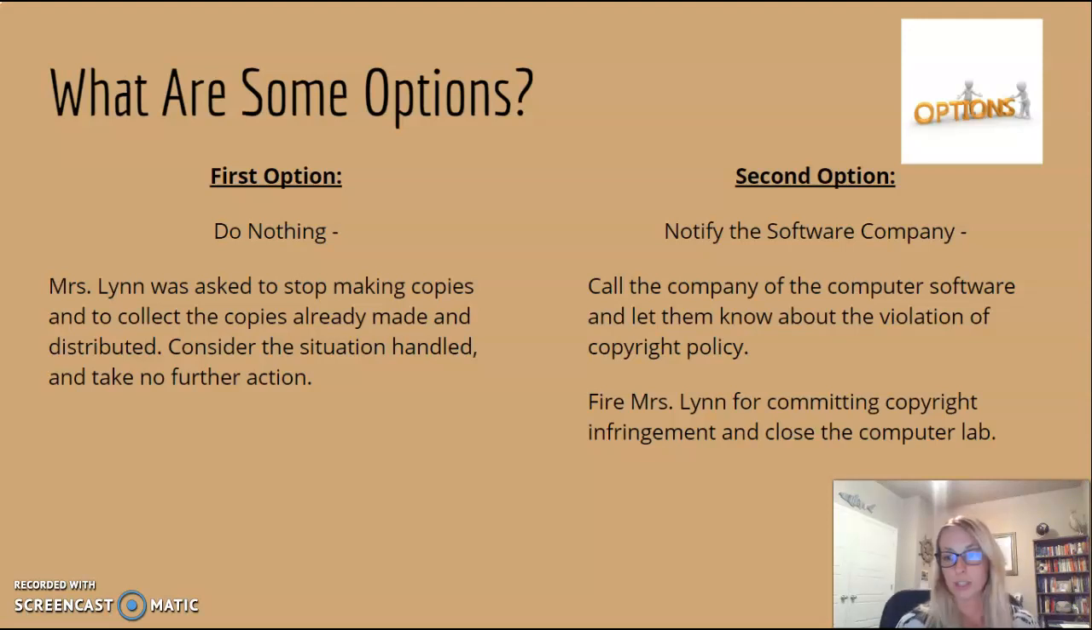The second option would be to notify the software company. We could call up the company of the computer software and let them know about the violation of the copyright policy that has taken place and explain to them what has happened and what we did about it. Also with this option, we would fire Miss Lynn for committing the copyright infringement, and we could close the computer lab altogether.